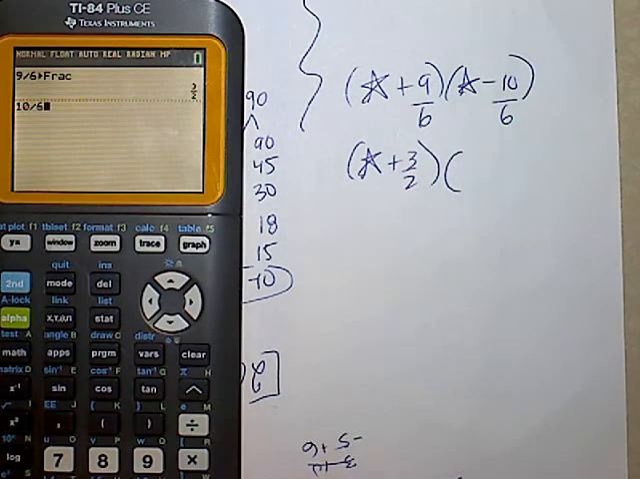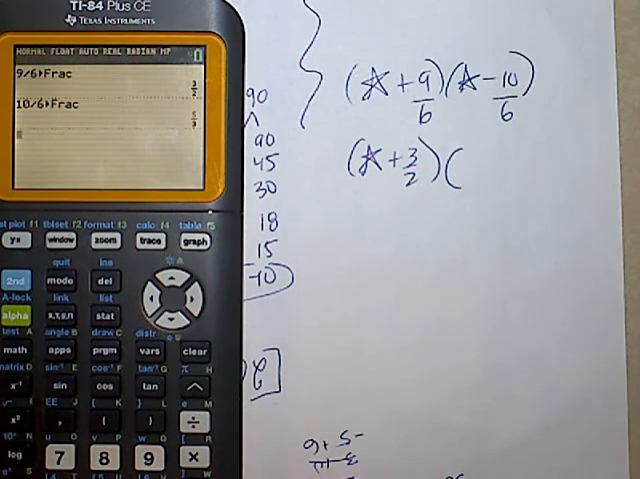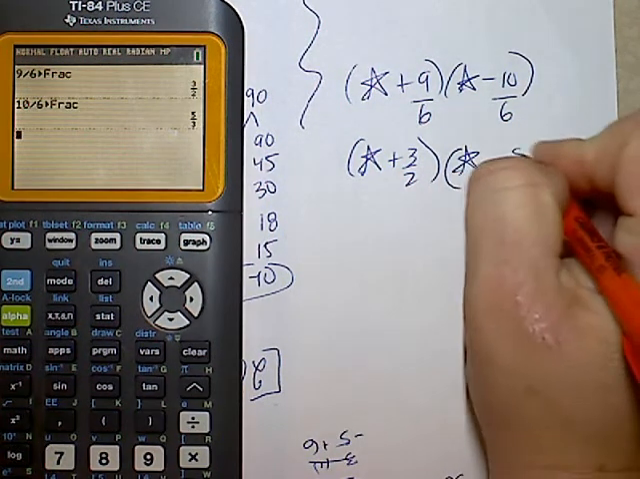Same thing, 10 divided by 6. I'm preferring you to do mental math, but I'm just using the calculator to show you how we're going to use this eventually. I hit math, enter, and I get star minus 5/3.